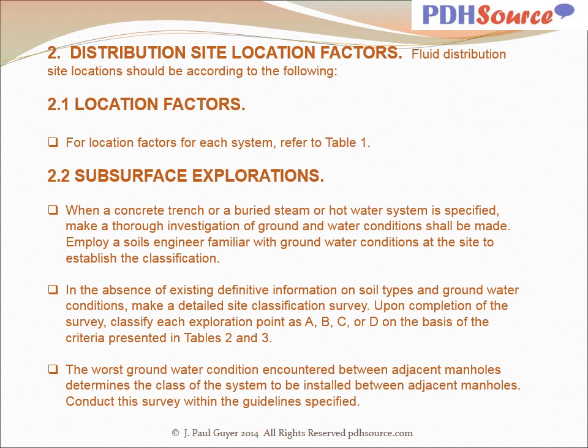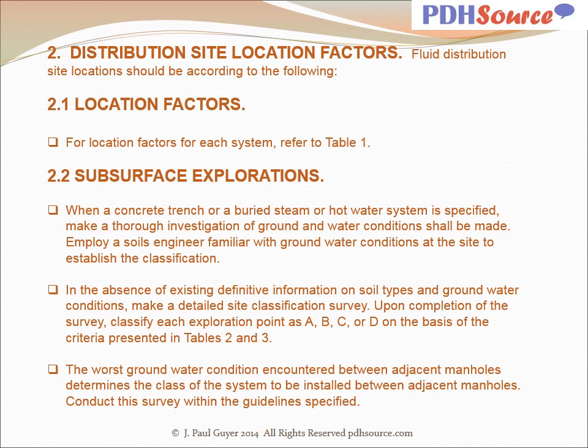Employ a soils engineer familiar with groundwater conditions at the site to establish the classification. In the absence of existing definitive information on soil types and groundwater conditions, make a detailed site classification survey. Upon completion of the survey, classify each exploration point as A, B, C, or D on the basis of the criteria presented in Tables 2 and 3.